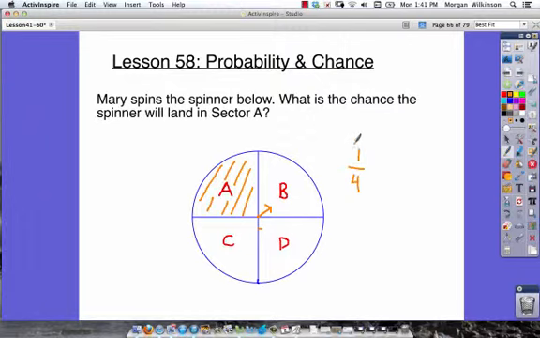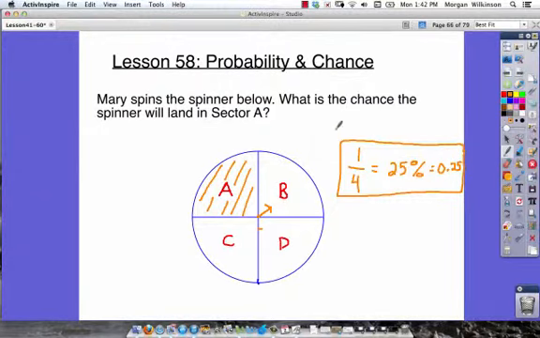Now when we talk about probability and chance, you can always report your answer as a fraction. If you wanted to, you could say 1/4 is the same as 25%, and you could report your answer that way. Or you could say 25% is the same thing as 0.25, so there's a third way you could report your answer. All three of these answers get you full credit because all three of them are exactly the same thing. And it shows what is the chance that the spinner will land in sector A, right here.